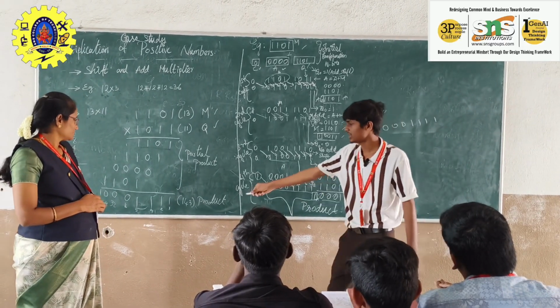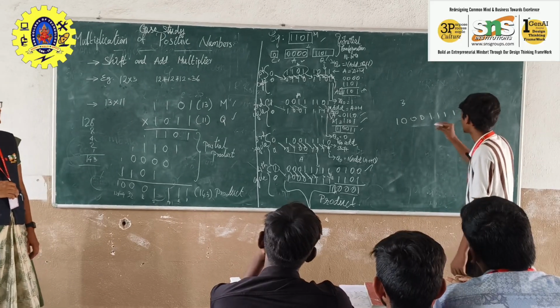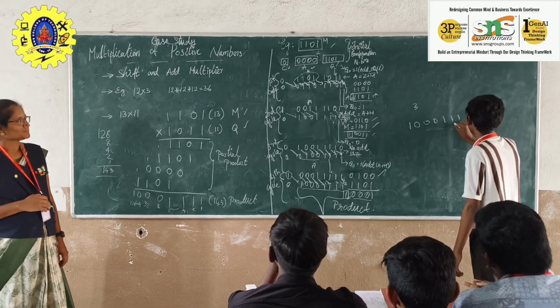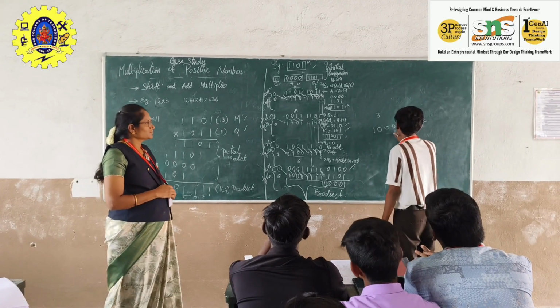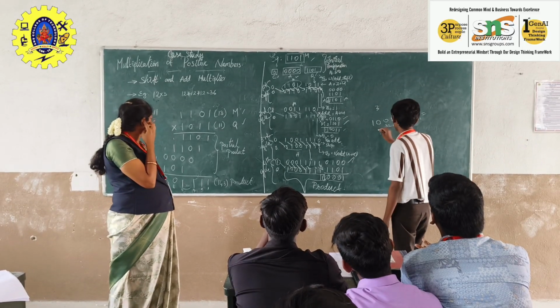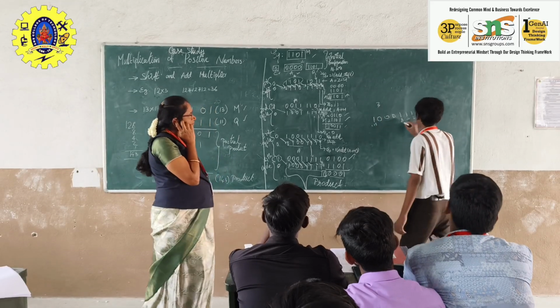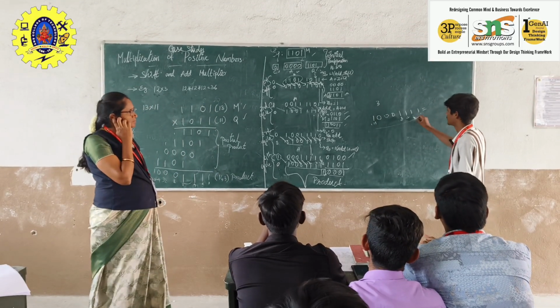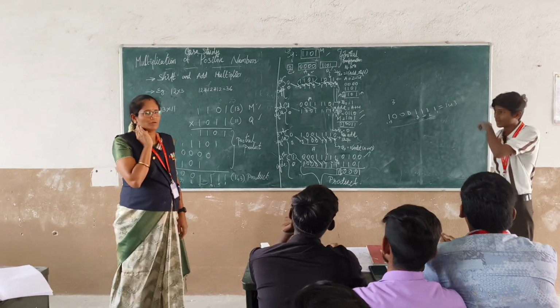The same method is applied to check whether the value is correct or not. Zero you can ignore. First you can write 128, and for the last one you can also write 128. After adding these values, you will get 143.